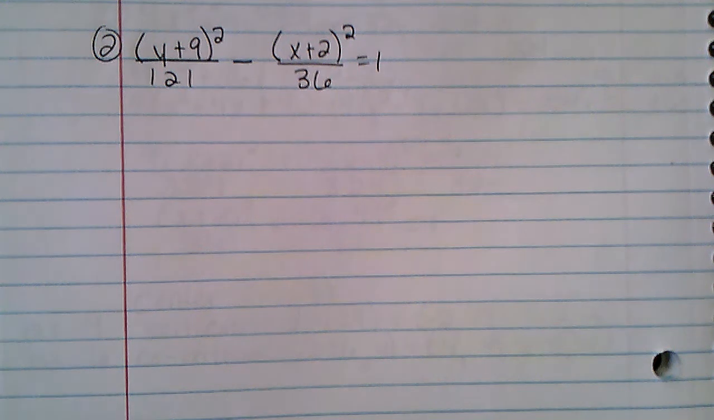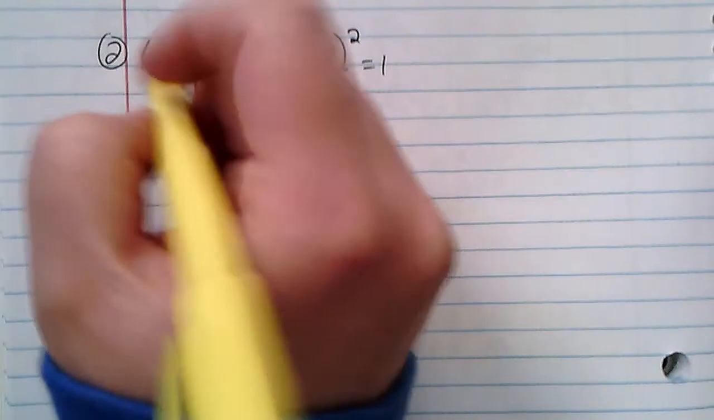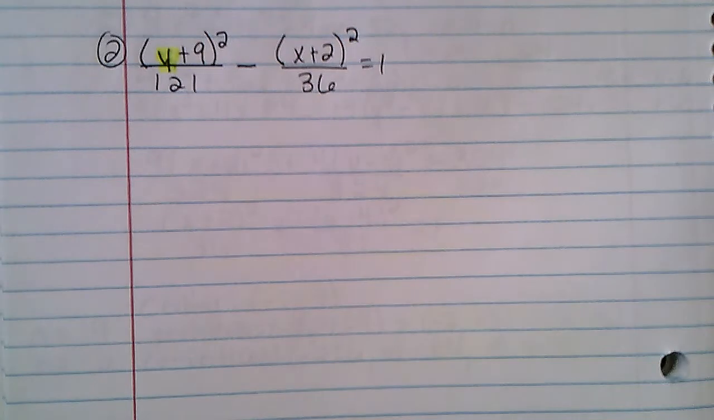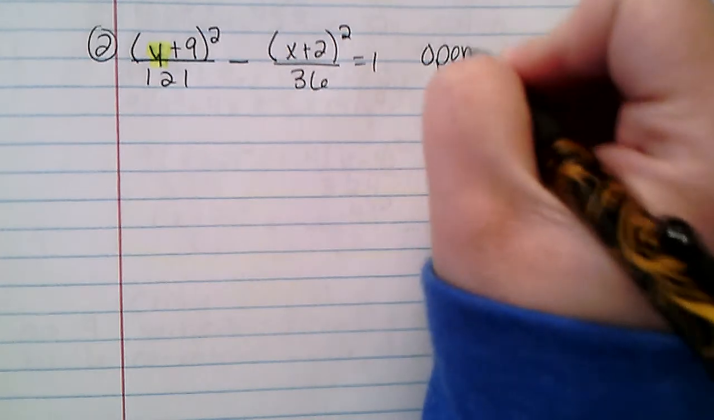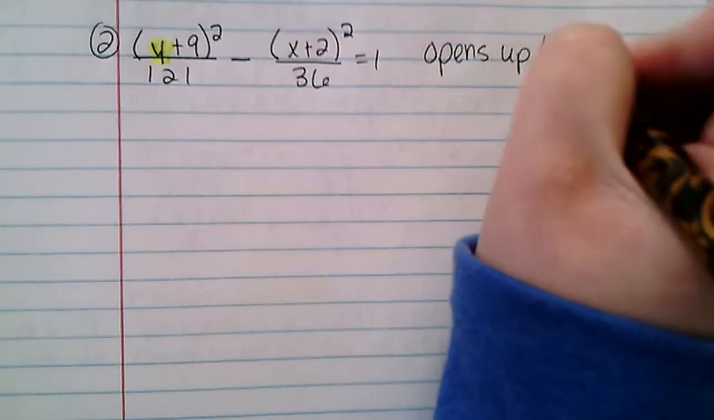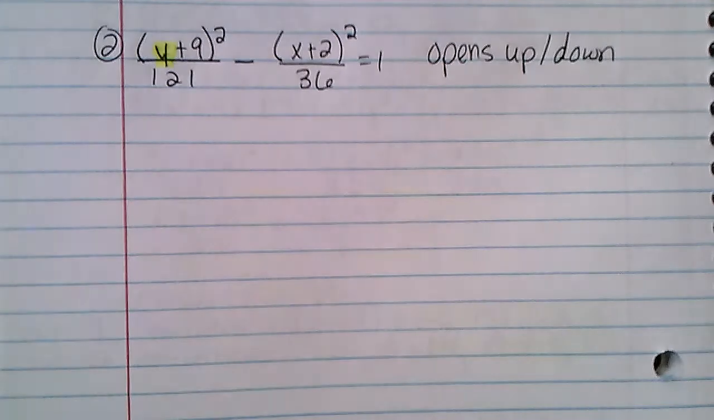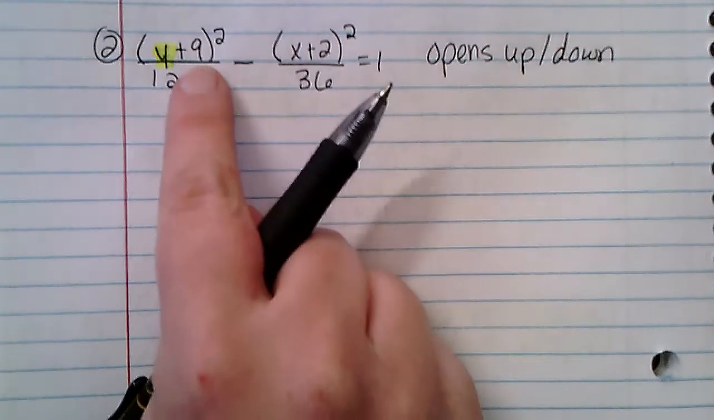Okay, for example number 2, we have to decide which way it's opening. So we decide which value we're going to add and subtract from in our center to get our vertices. So this time the y comes first. So this is going to be a hyperbola that opens up and down. So this is trickier than the left and right because the y comes first.